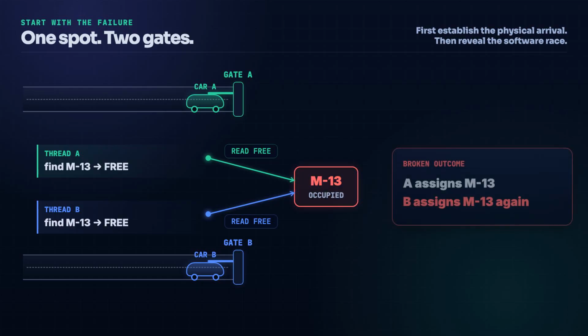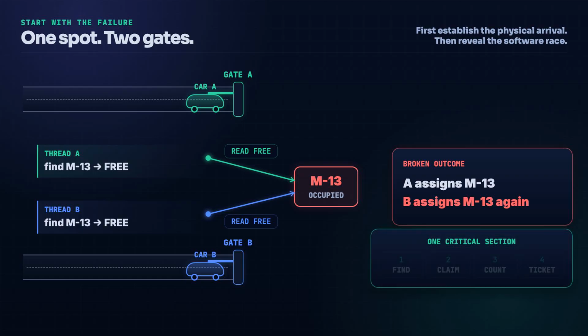Gate A assigns its car. A moment later, Gate B uses the spot it selected earlier. Now two drivers have been sent to the same physical slot. So the real problem is not only finding a spot, the complete allocation must behave like one atomic operation.